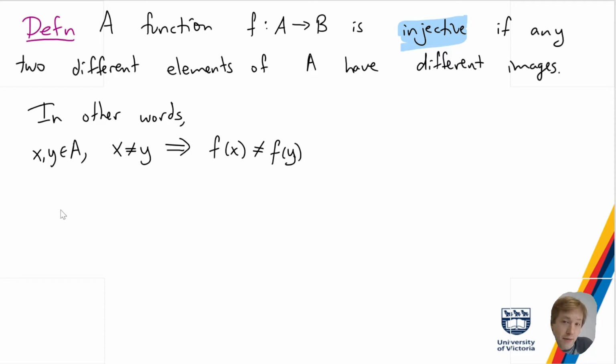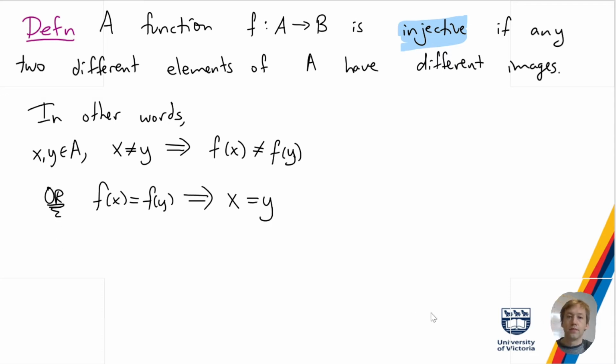The contrapositive of this, of course, is that f of x equals f of y logically implies that x equals y. Maybe I'll move this x, y, and A above. So a function is injective if different elements of A have a different image under f. In other words, if x is not equal to y, then f of x is not equal to f of y. Or the contrapositive, if f of x equals f of y, then x equals y.